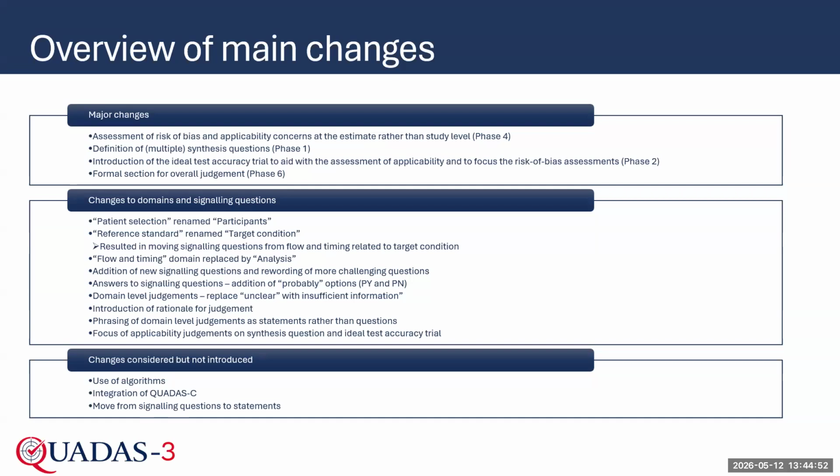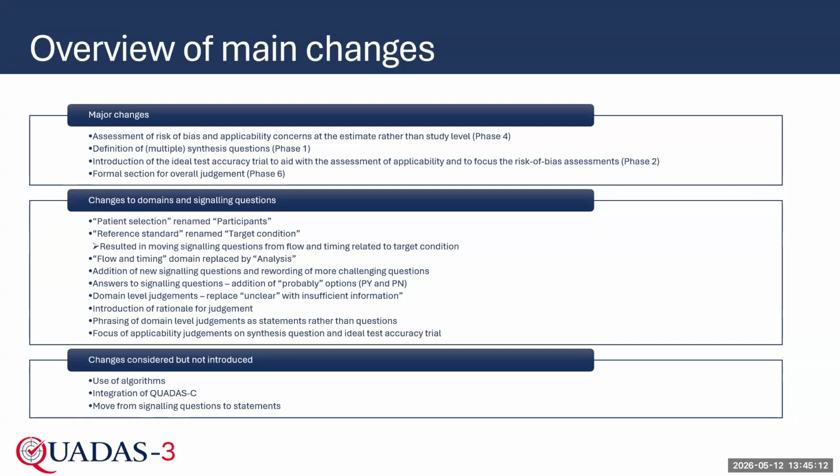The introduction of the rationale for judgment, phrasing of the domain level judgments as statements rather than questions, and the focus of applicability judgments on the synthesis question and the ideal test accuracy trial. So I think that really helps the applicability assessment. It makes it much more transparent and clear how to apply that.